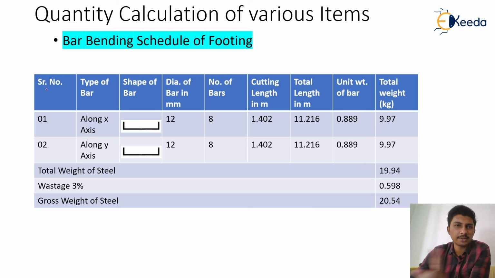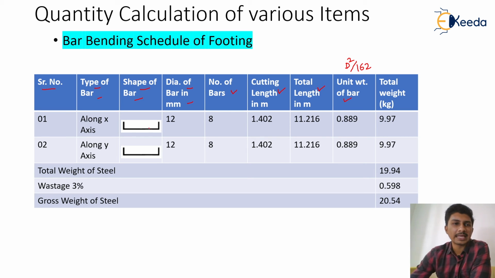So the bar bending schedule document is kind of this one, where it has a serial number, then the type of bar, the shape of the bar, then the bar's diameter, then the number of bars that we have calculated, the cutting length for one bar we have calculated, the total cutting length by multiplication of the number of bars and the cutting length, and the unit weight of the bar that we are going to remember by heart, or calculate by d square upon 162, then the total weight by multiplication of the unit weight of the bar to the total length of the bar.